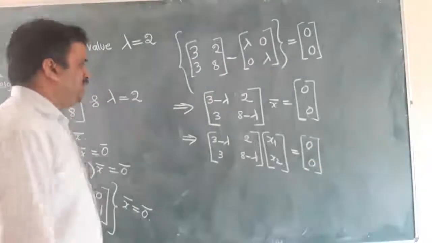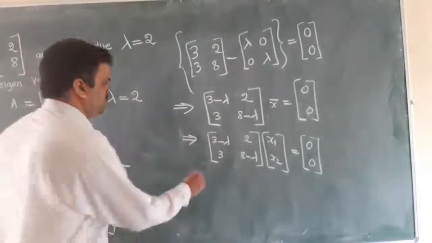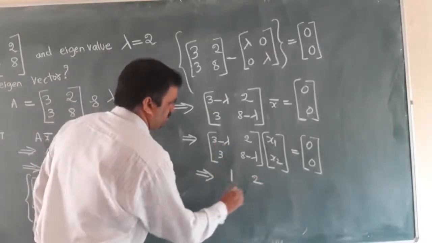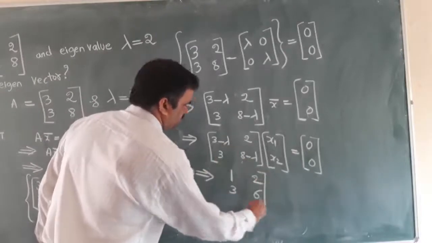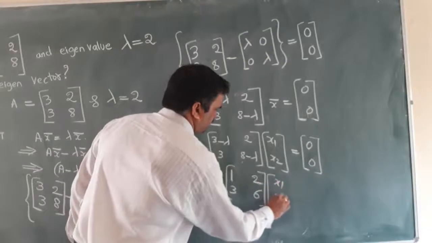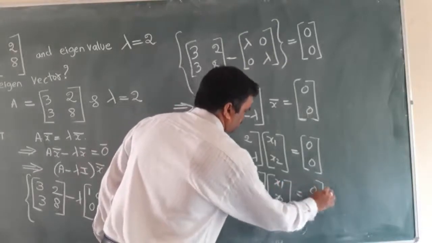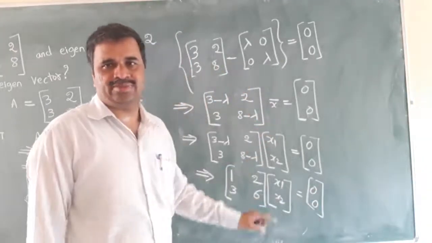But already we have the lambda value. What is the lambda value? 2. Come on, substitute lambda value 2. So simplifying, 3 minus 2 is 1, 2, 3, and 8 minus 2 is 6. So [1, 2; 3, 6] times [x1; x2] equal to [0; 0]. This x bar we have to find, x1 and x2 we have to find.